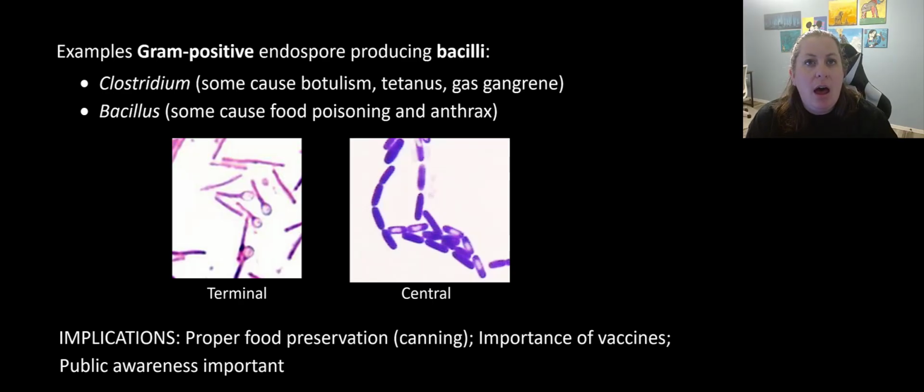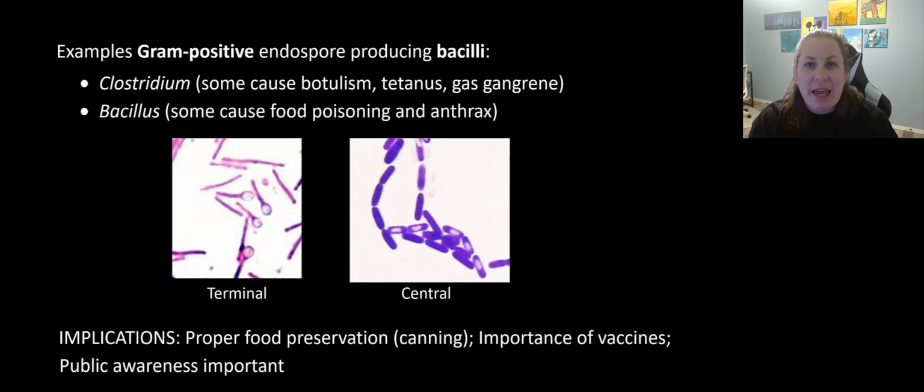So, some examples of organisms that make endospores. We do see that some gram-positive, endospore-producing bacilli are listed here. Clostridium is one of them. This is going to cause botulism, tetanus, and gas gangrene, all of which are terrible for us. We also see there are some Bacillus species, and some of those Bacillus species are what cause food poisoning as well as anthrax. So these are some examples. We see that these endospores can be on the edge, which are the terminal endospores, which you see here that makes them almost look like a lollipop. Whereas others can be in the middle of the cell, and those are called the central endospores.